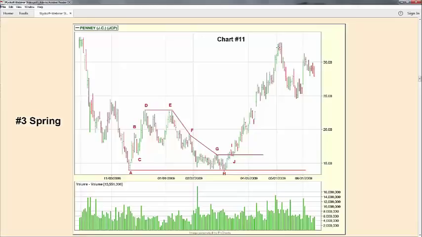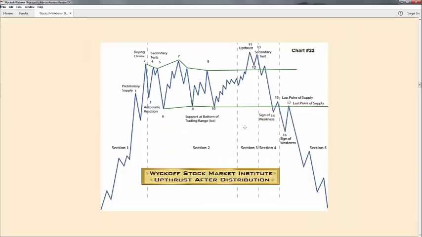So that covers accumulation, the climactic action, the trading range, the spring, the ending action, the sign of strength, and the last point of support. Let's talk about distribution.